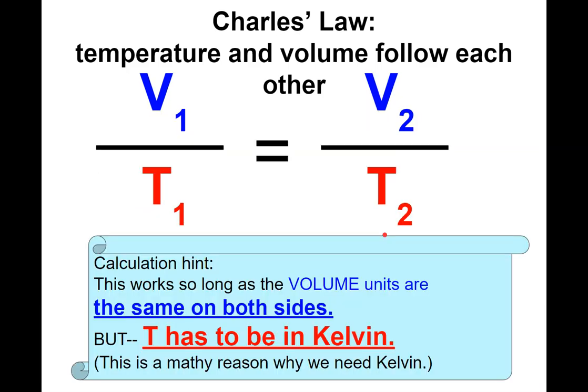Now, tricky. This works so long as the volume units are the same on both sides, just like PV equals PV, but the temperature has to be in Kelvin. Always convert your temperature to Kelvin. There's a mathy reason why: negative temperatures mess everything up. So just convert to Kelvin to be safe. It's the SI unit. You ought to.